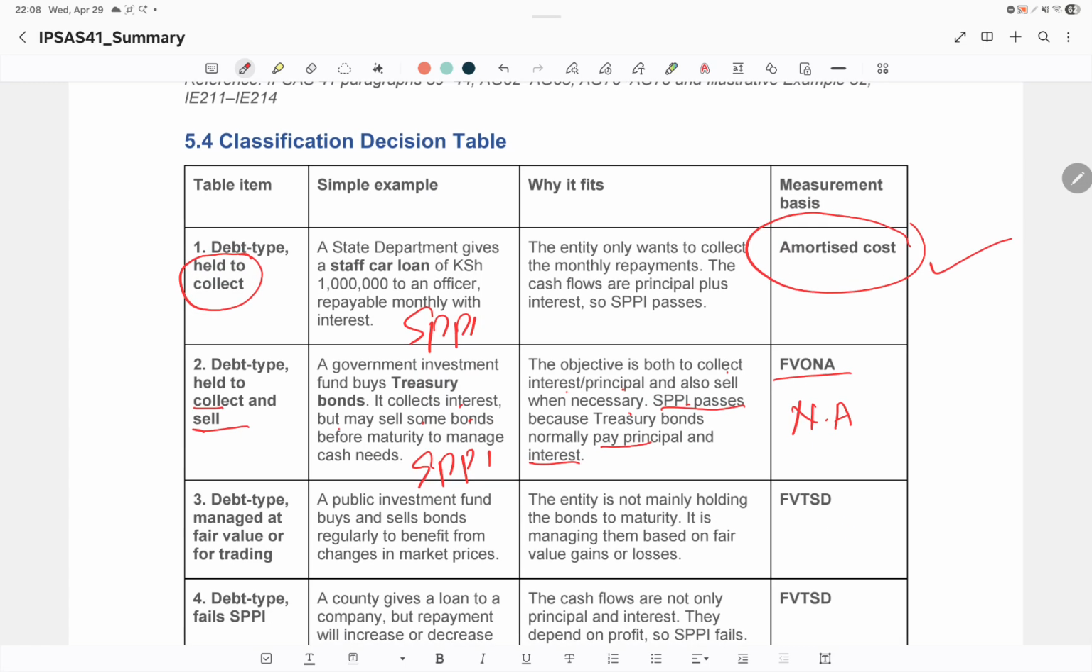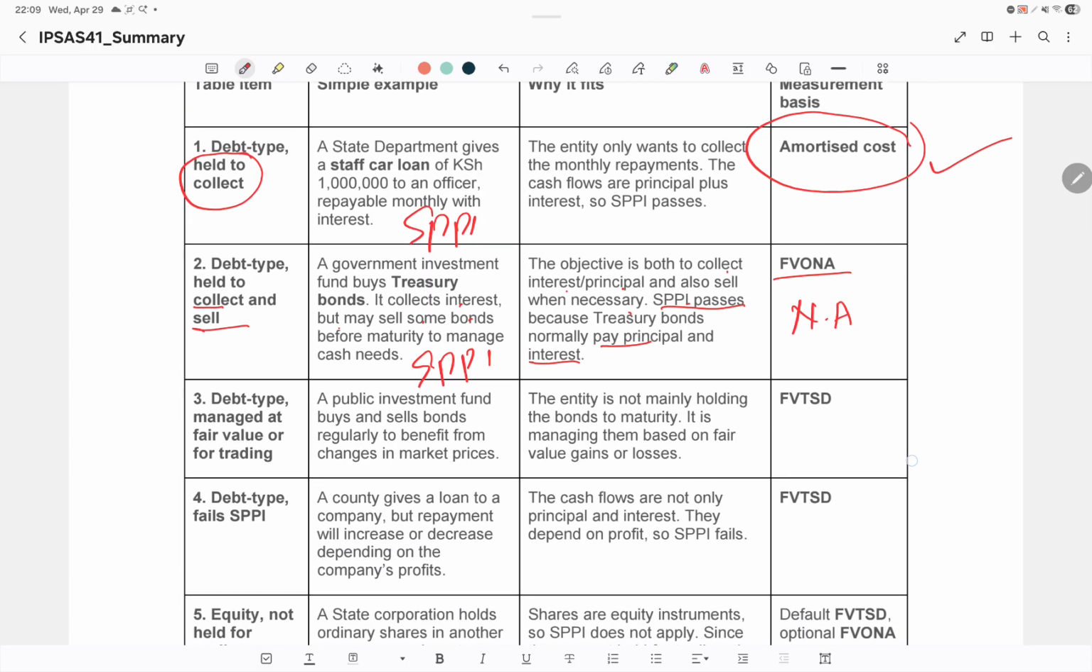Please note, look at this. The first one is to collect, the second is both to collect and sell, and then one is amortized cost, the other is fair value. And by the way, even if you do it wrongly, there is a high chance the books will balance. The books will balance, but because of the way IPSAS 41 guides, the classification might be wrong.